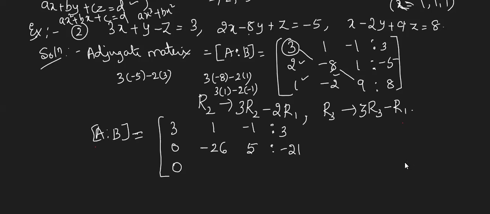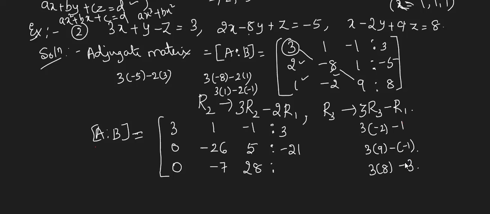Okay, so here 3 into the R3 element, which is minus 2, and the R1 element is 1. So this is minus 6 minus 1, which is minus 7. Next, 9 and minus 1. So 3 into 9 minus of minus 1. 3 nines are 27, plus 1, total 28. Done. Next, 8 and 3 should be considered. So 3 into 8 minus 3.